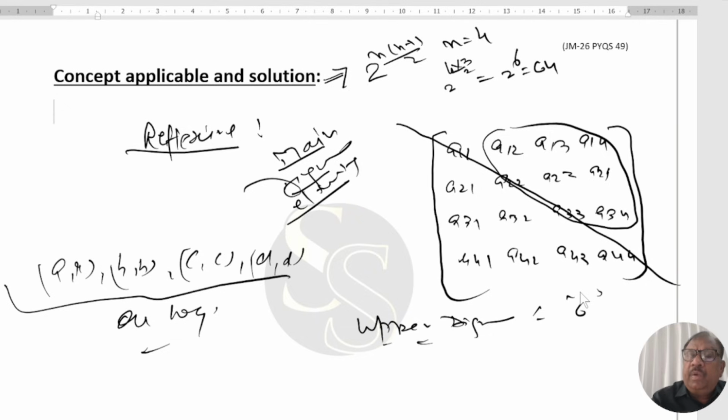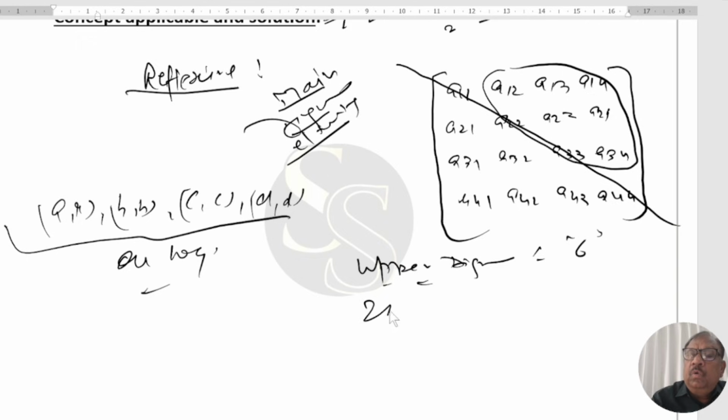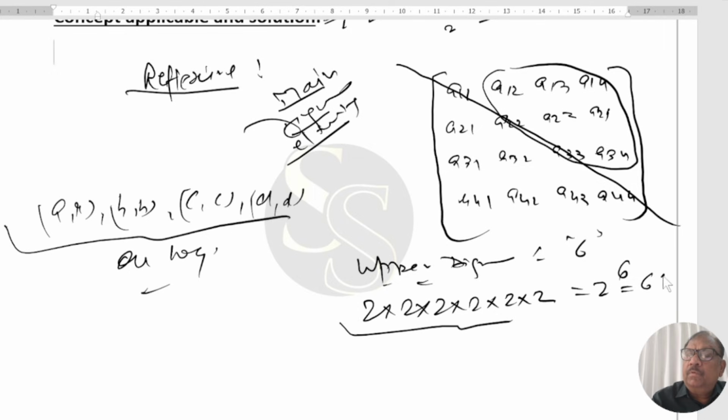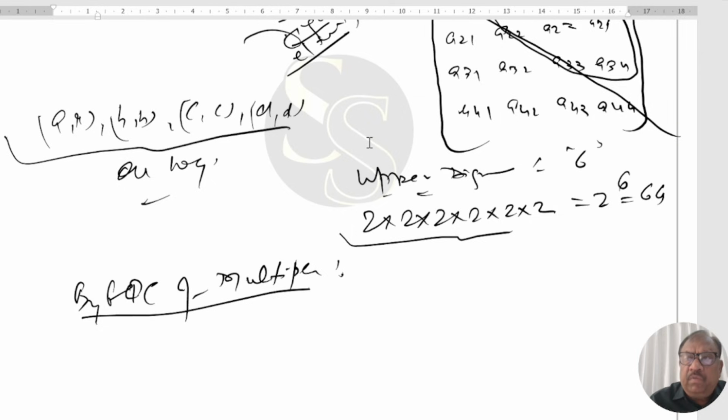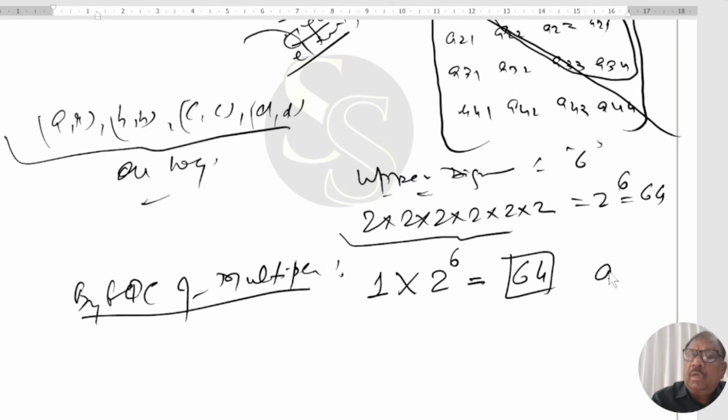6. So what can the pair be? A12, A21. It can be selected in 2 ways, into 2 ways, into 2 ways, into 2 ways, into 2 ways, into 2 ways. That makes 6. 2 to the power 6, that is 64, by the fundamental principle of counting (multiplication). It should be reflexive as well as symmetric. Reflexive has one way, into 2 to the power 6. So this comes out to be 64. Option A is the correct answer.